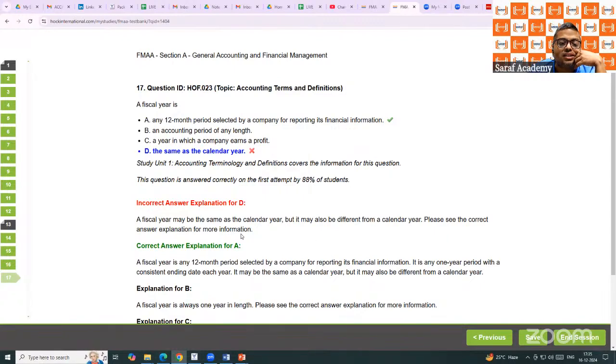Please see the correct answer explanation. A fiscal year is any 12 months period selected by a company for reporting its financial information. It is any 1 year period with a consistent ending date each year. It may be the same as a calendar year, but it may be different than a calendar year.